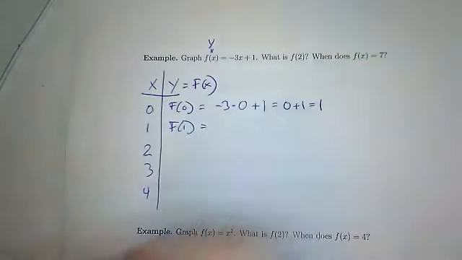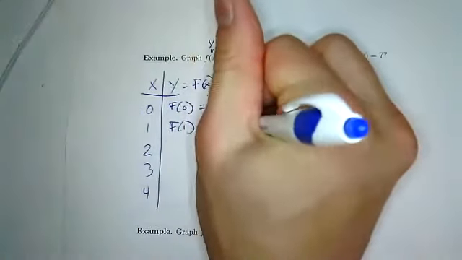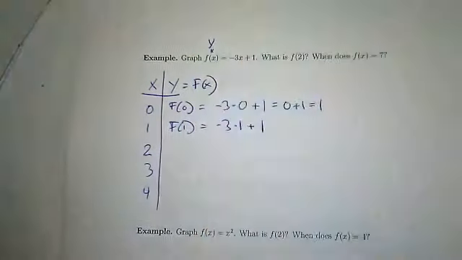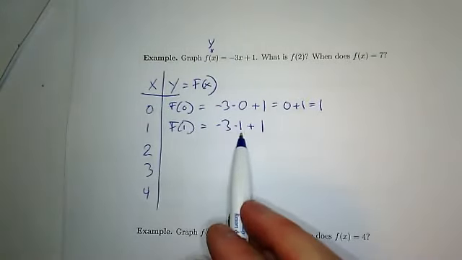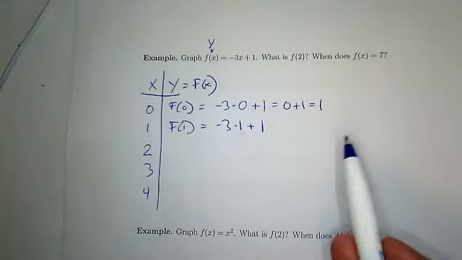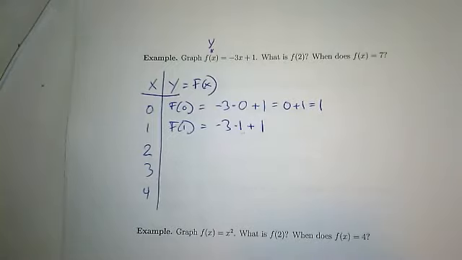So again, you plug it in. So minus 3 times 1 plus 1. And so now you just need to do some computation. So minus 3 times 1 is minus 3. And then plus 1 is what? -2. Yep.